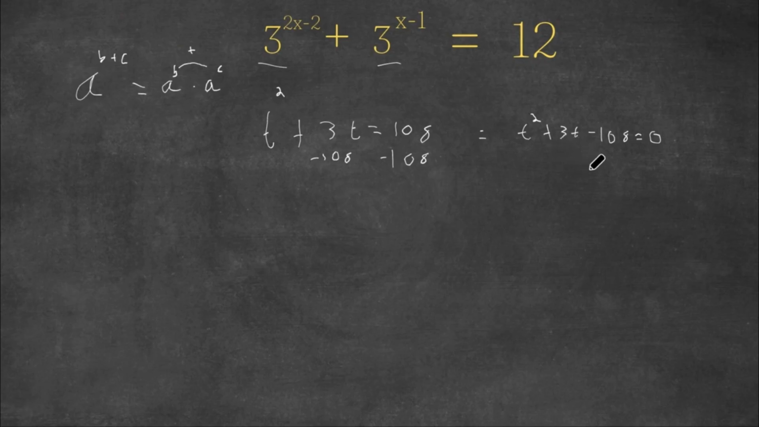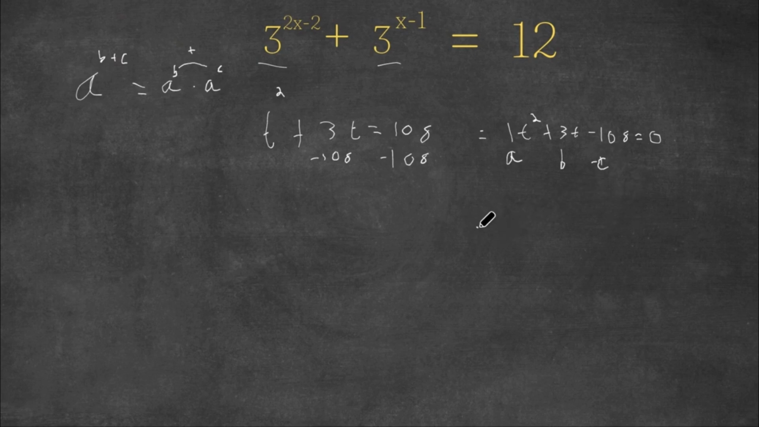So why don't we find our values using the quadratic formula, which is negative b plus or minus the square root of b squared minus 4ac all over 2 times a. So in this case, 1 is going to be a, because remember, a, b, and c are all coefficients. 3 is going to be b, and negative 108 is going to be c.